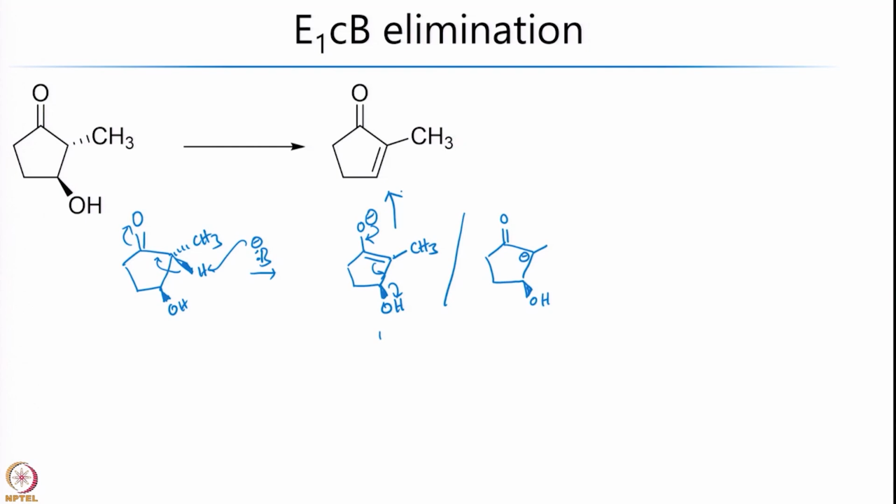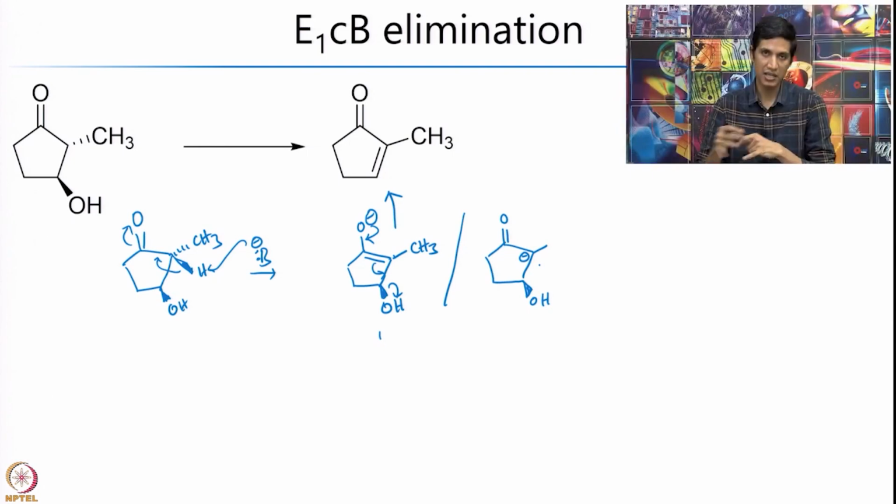So, this kind of a mechanism, where first the base abstracts a proton on the beta carbon and generates a carbanion like this, and this carbanion further undergoes a reaction, or further helps in the elimination of the leaving group to give rise to the product, is called an E1cB. Here E1cB stands for elimination unimolecular conjugate base.